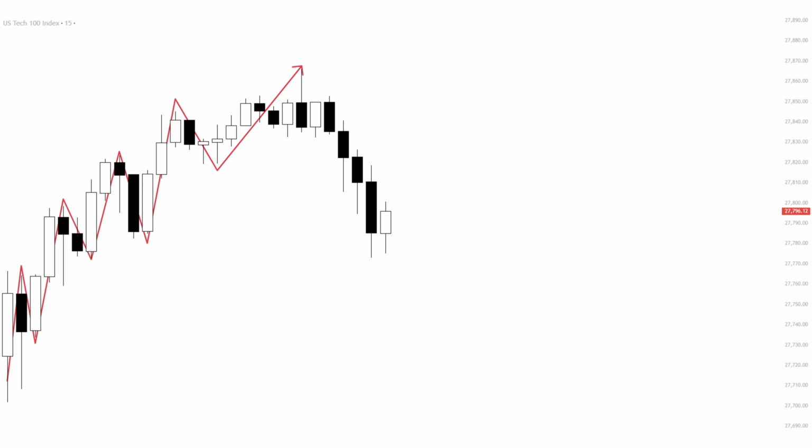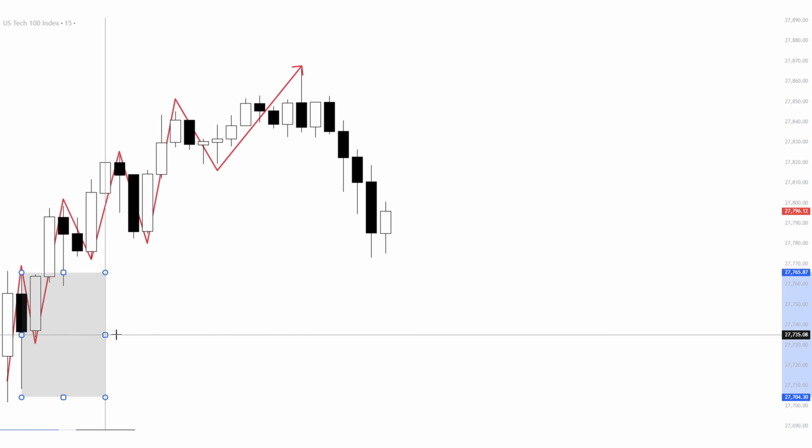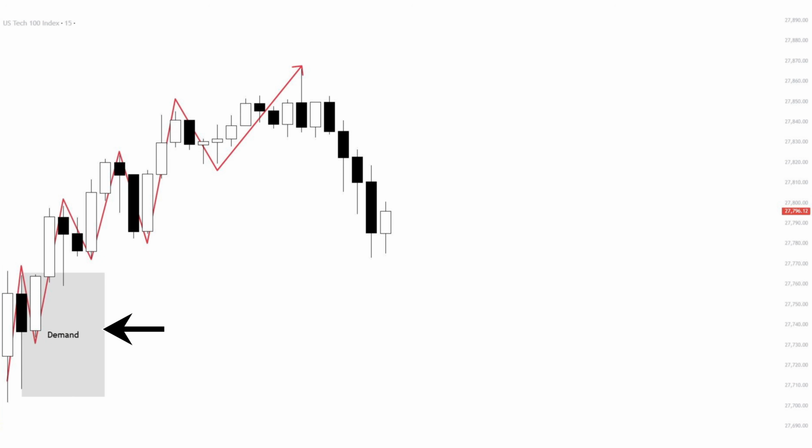On uptrends, one of the simplest ways is to identify demand levels that are basically the pullbacks before the market started going up. For example, this would be a demand. The price will usually pull back sometime in the future inside these levels and bounce to the upside. As we see here that it pulled back, hit the level with a wick, and quickly went up.